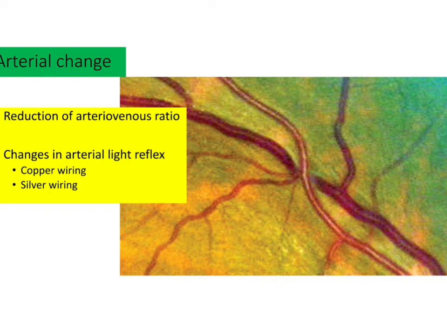Now this is the arterial change. Here you can see a reduction of the arteriovenous ratio, and you can see these veins are thicker than the artery, and the artery becomes narrow, right? And it is appearing like a copper wire, right? So this is how arteriolar changes appear, right?